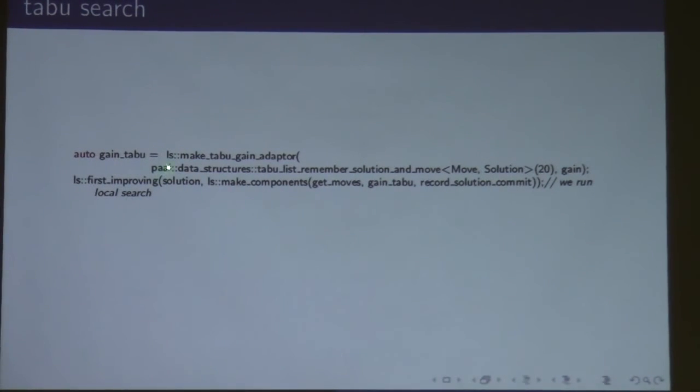Here we use a tabu list from the library, but of course it can be replaced with a user-defined tabu list. It's a very simple concept. It has two member functions. I think we shouldn't go into details unless you want to. We just provide the previous gain, this gain table, which is computed here, and the record solution commit, which was introduced before. It compiles, and it works.